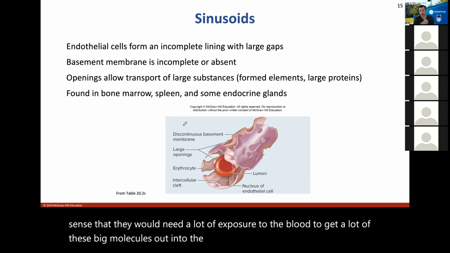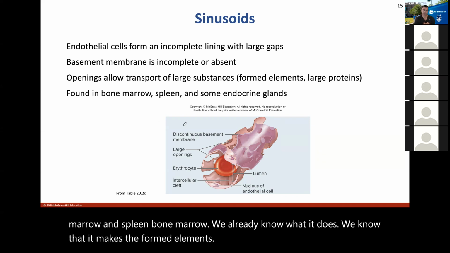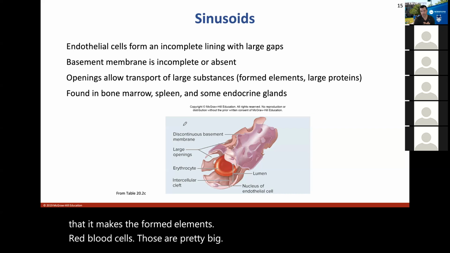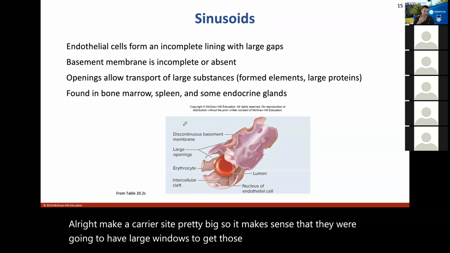Same thing when it comes to bone marrow and spleen. Bone marrow, we already know what it does. We know that it makes the formed elements. Red blood cells, those are pretty big. White blood cells, pretty big. Megakaryocyte, pretty big. So it makes sense that they're going to have large windows to get those big substances out into the blood.